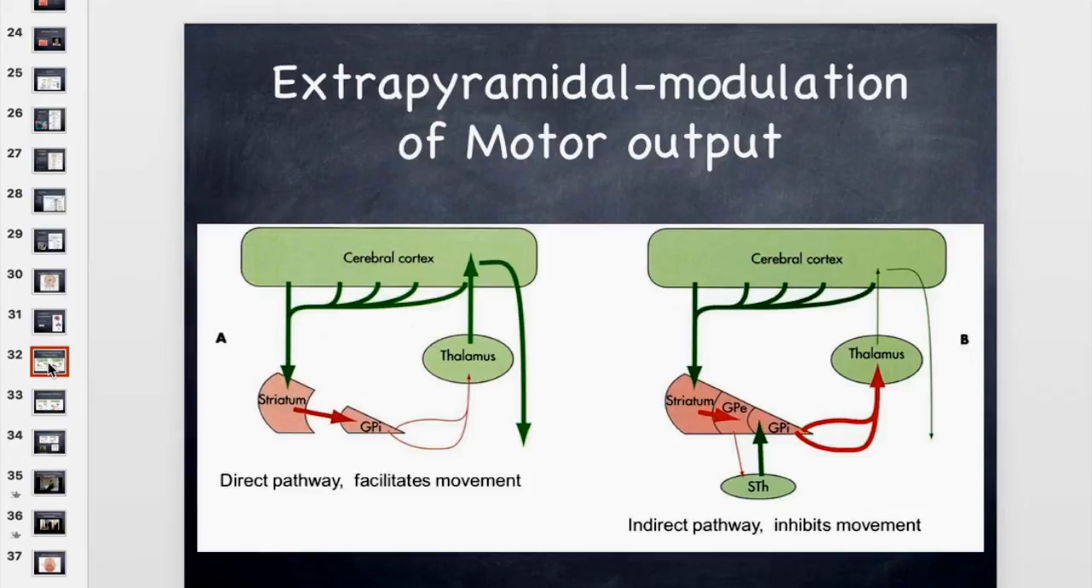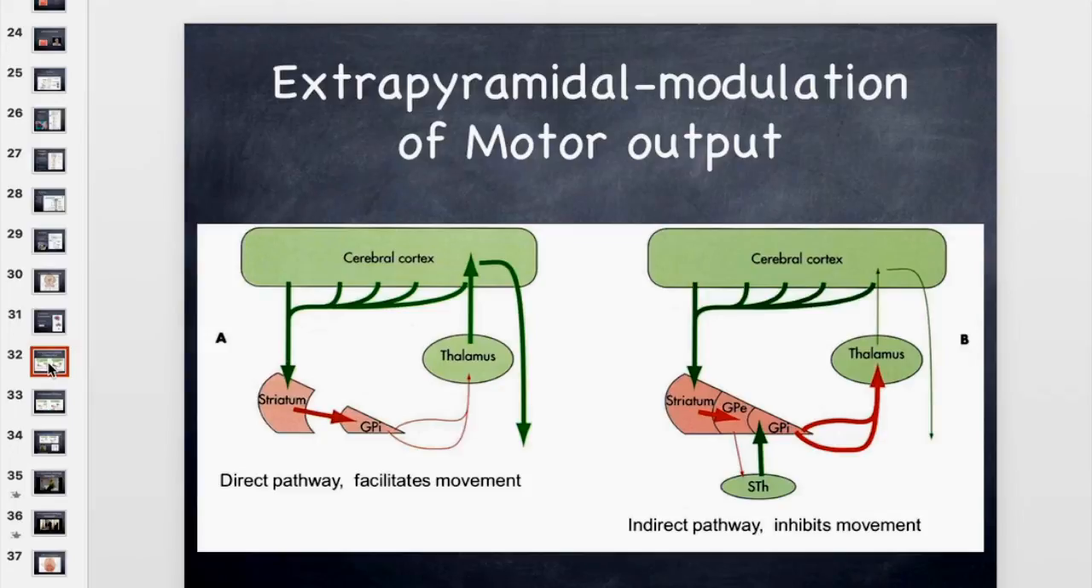The extrapyramidal circuit, like the cerebellum, does not directly innervate anterior horn cells to move muscles, but instead provides input and modulation to the cortex so that movements happen. And not just movements. The extrapyramidal circuit does other things besides just movement, but movement is so easy to test. That's what we always look for.